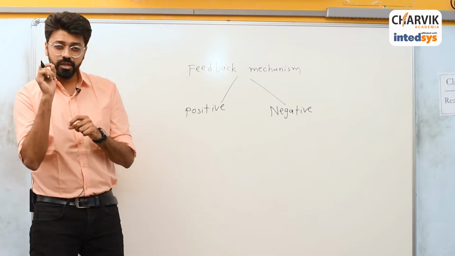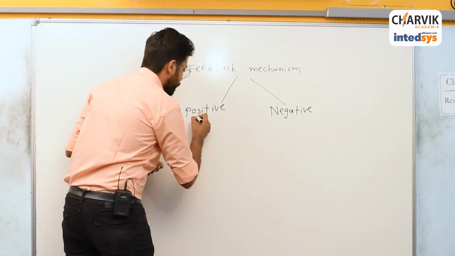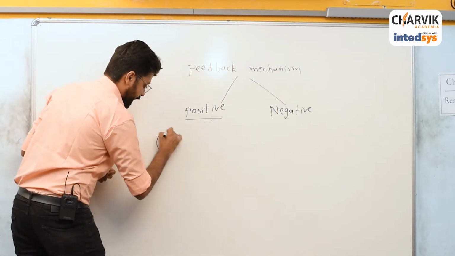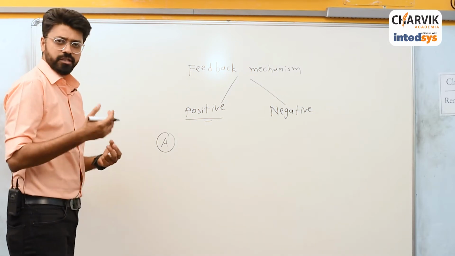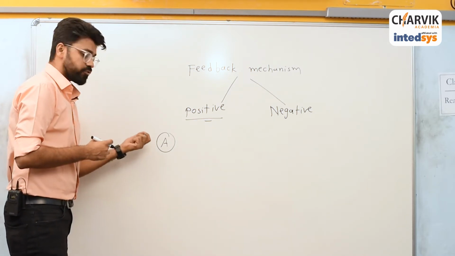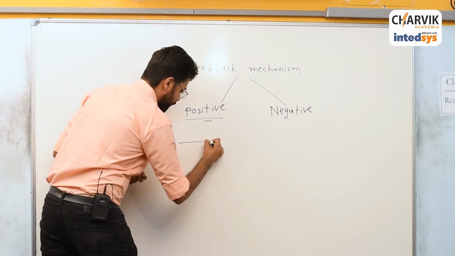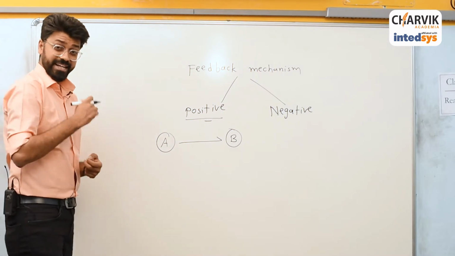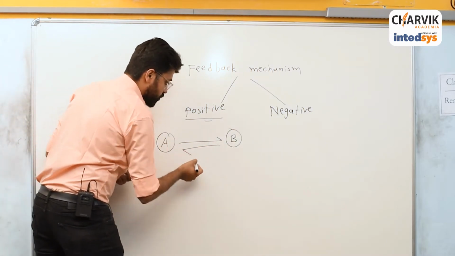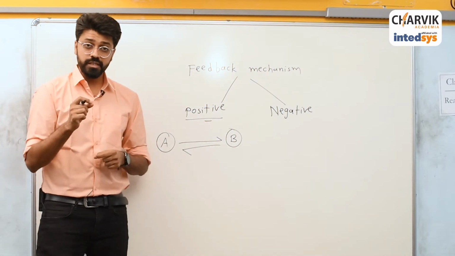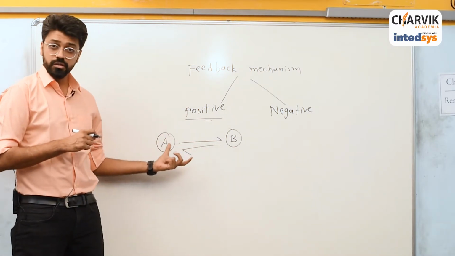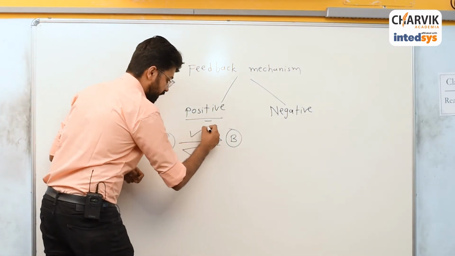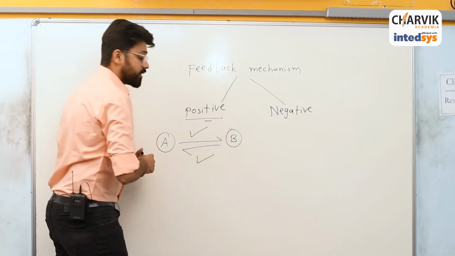Now, in very simple terms, what is positive feedback mechanism? Let's say there is one reaction called A, or one process, or one factor. We can say anything. The reaction A is stimulating the reaction B, and in return, reaction B is also stimulating the reaction A. So as you can see, both reactions involved in the process are stimulating each other. A is stimulating B, in return B is stimulating A.